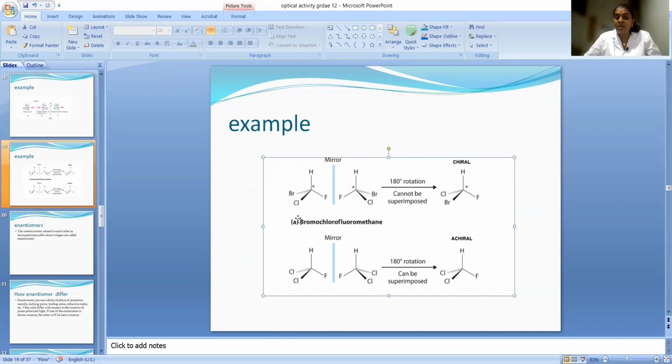Okay, so if all the atoms are superimposable, then only can we tell it is superimposable on its mirror image. So in this case, all the atoms are superimposable on the mirror image, so it is achiral. Okay, it is not optically active.